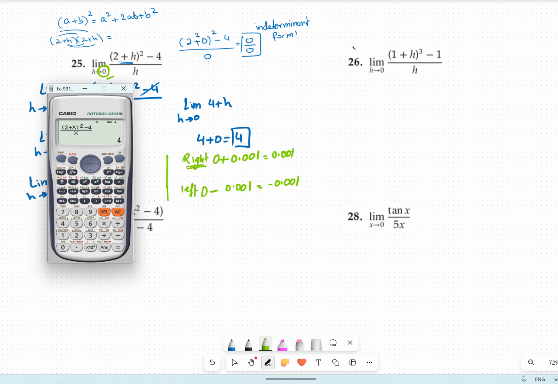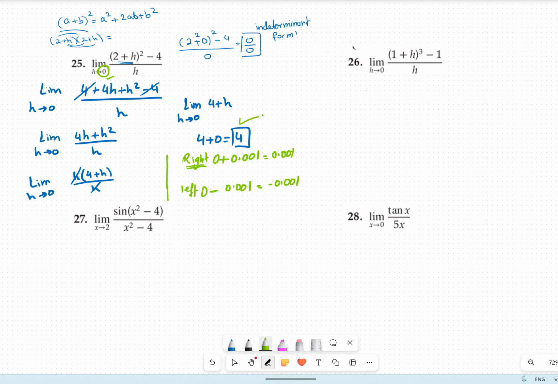Now I will go again and I will do this from the left. So now I will put minus 0.00001. And then what do I also get? 4. So from the calculator, directly the answer is 4. Since this is a multiple choice question, you can go ahead and just find the limit using the calculator.